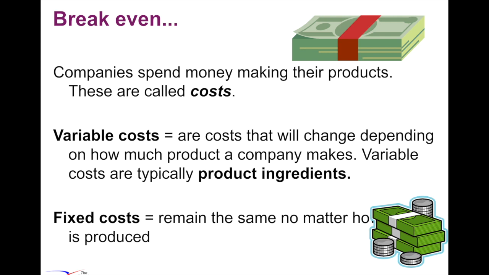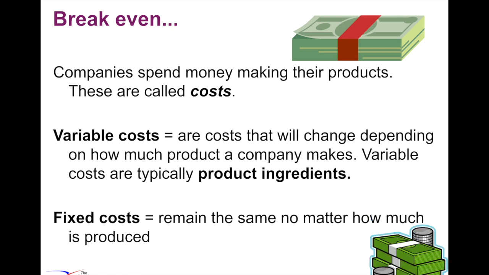So, for example, if you're making muffins, the more muffins you make, the more flour you will have to buy. So, flour is a variable cost. Fixed costs, on the other hand, remain the same no matter how much is produced. For example, if you have to rent out a restaurant, then your rent is going to be charged no matter how much stuff you make. Since rent doesn't change regardless of how much product you're making, it's a fixed cost.